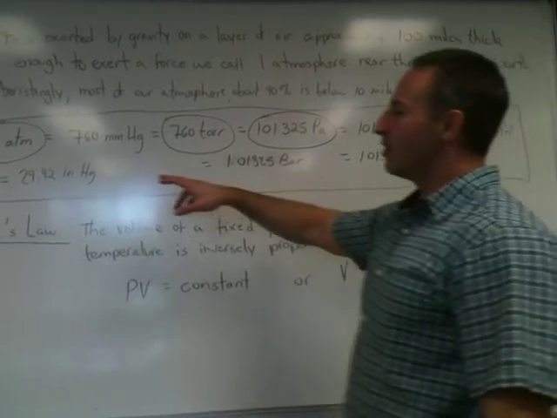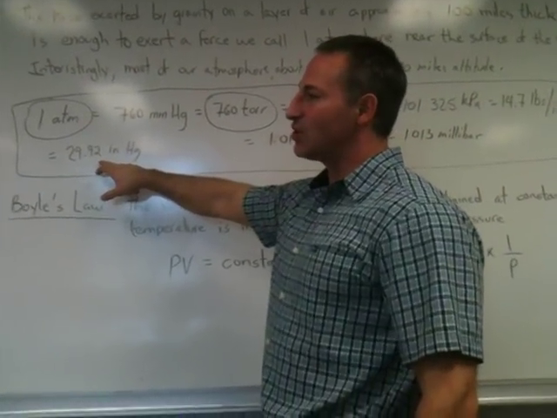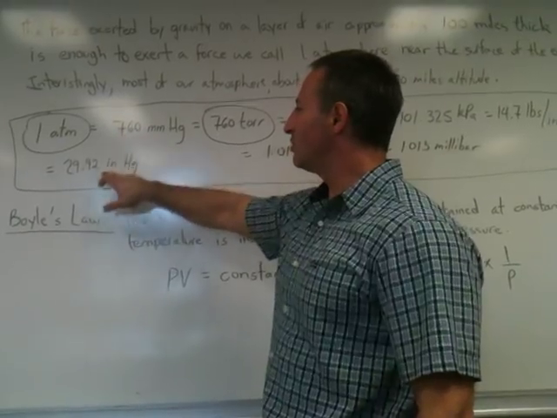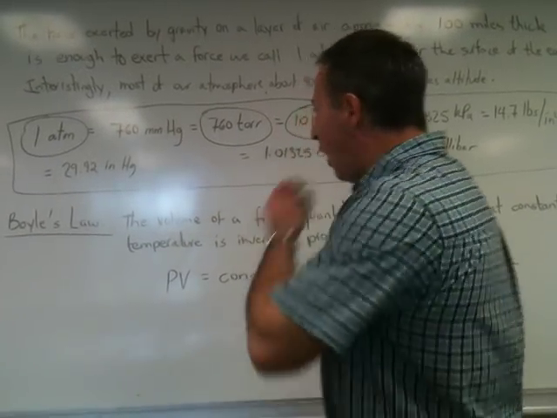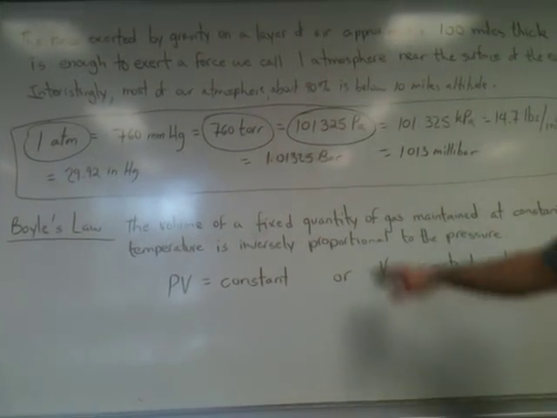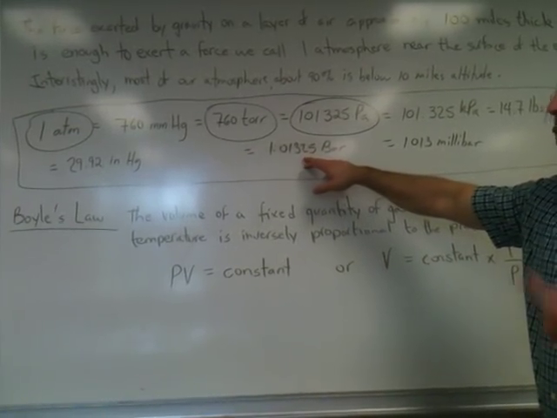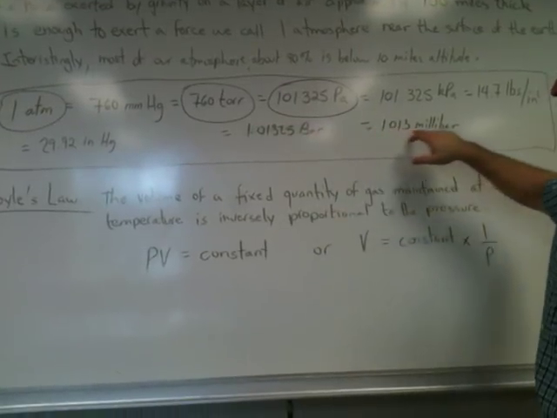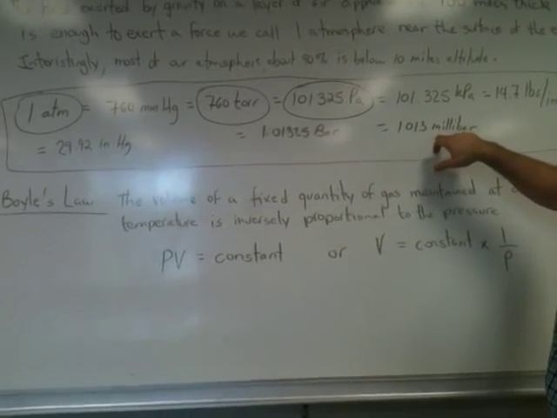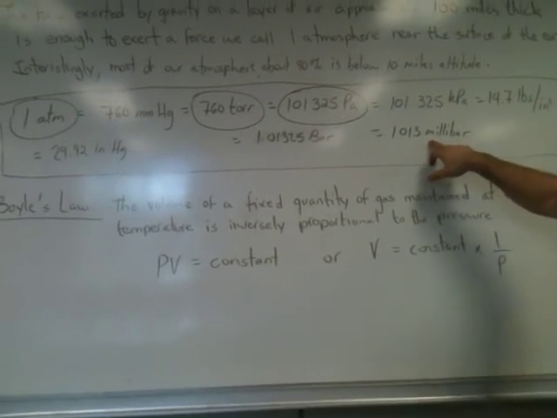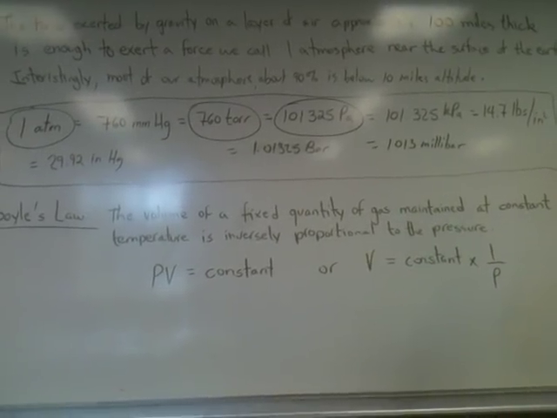If you're using a barometer, it equals 29.92 inches of mercury. So 29.92 and 760 are the same measure. And you'll also sometimes see the bar, 1.01325 bar. 1 bar is roughly equal to 1 atmosphere. And the millibar is 1/1000th of a bar, so 1013 millibar is equal to 1 atmosphere.